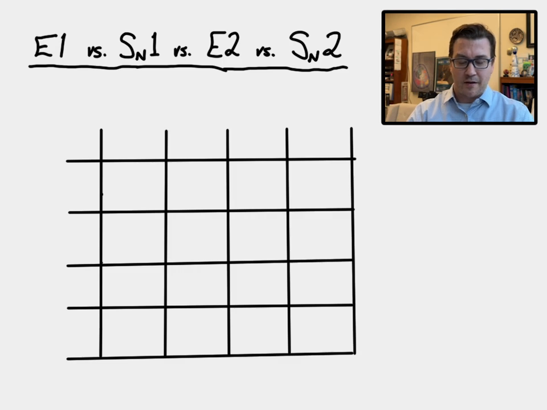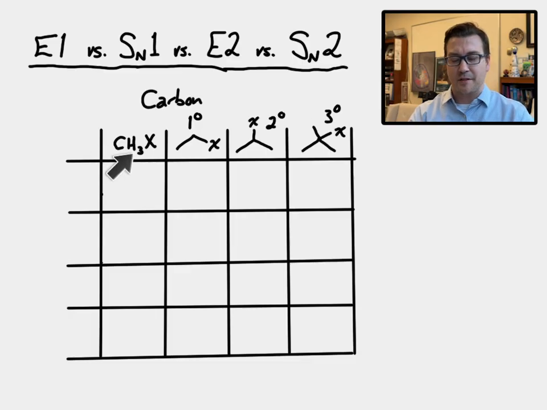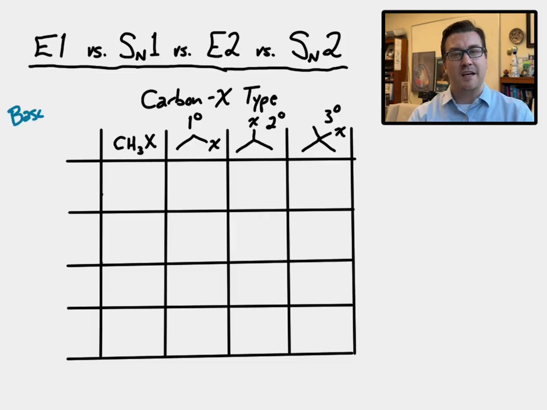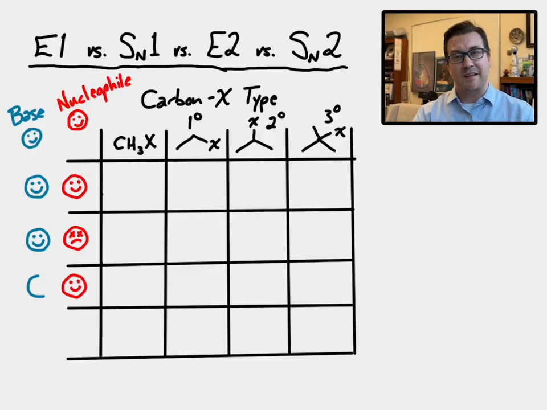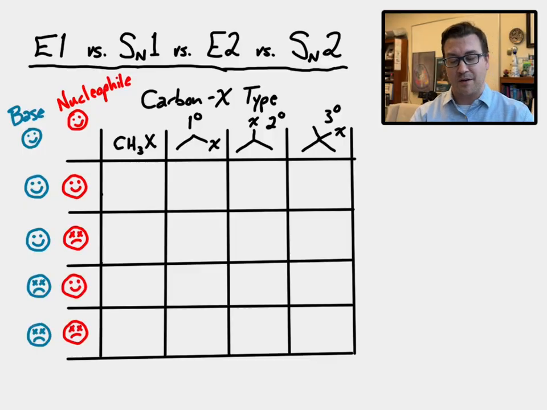And so on our x-axis, along the top, we're going to look at different types of carbon-halogen bonds. So you have a methyl carbon-halogen or carbon-leaving group bond. You have a primary, a secondary, and a tertiary carbon. So these are the four types that we're going to talk about. On our y-axis, we're going to be talking about whether something is basic or nucleophilic. And I'm using these smiley faces to mean it is a good or strong base or a good or strong nucleophile. And so again, in this top left corner, we have a good base and a good nucleophile.